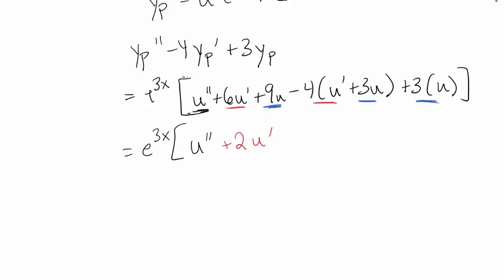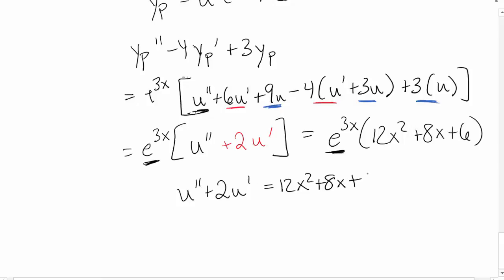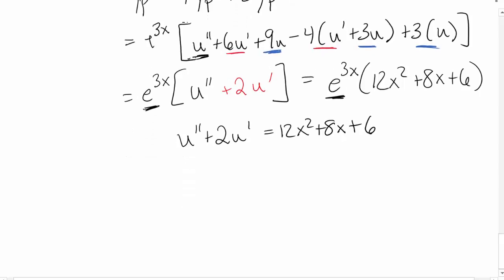Cool. This should be equal to the right-hand side of the DE, which was e to the 3x times 12x squared plus 8x plus 6. Again, you can see that you can divide both sides by the e to the 3x, since they're never equal to 0. So I end up with u double prime plus 2u prime is equal to 12x squared plus 8x plus 6.